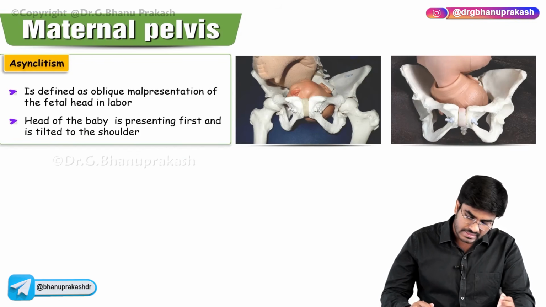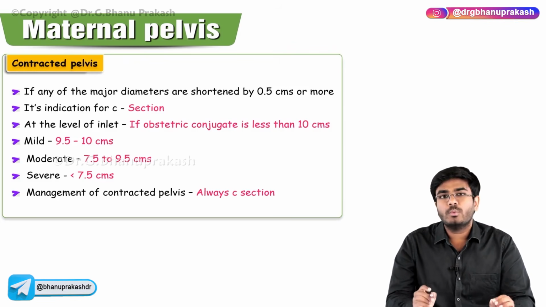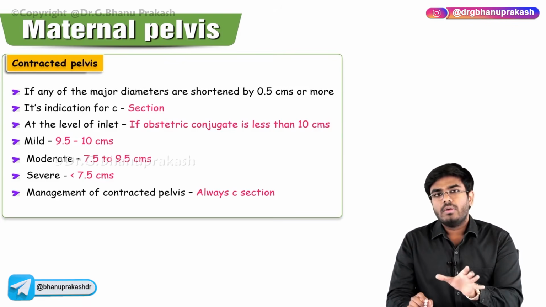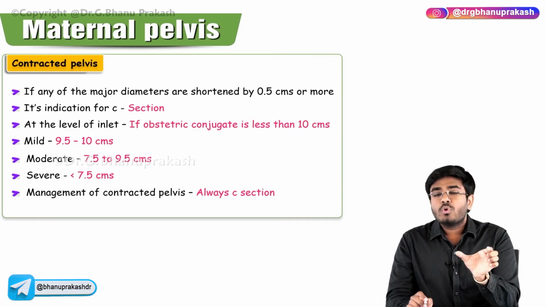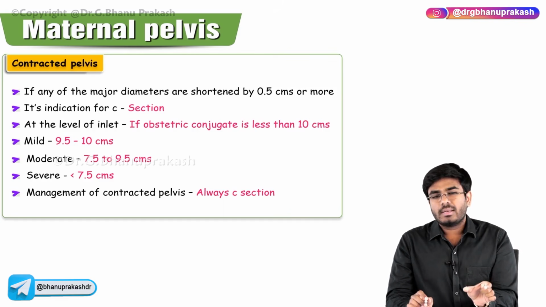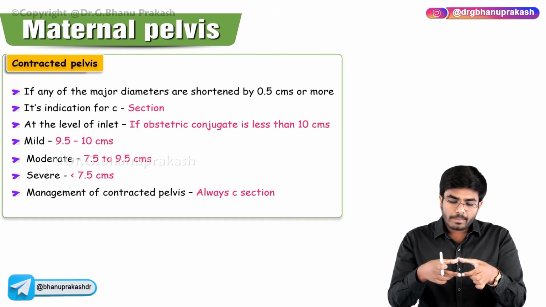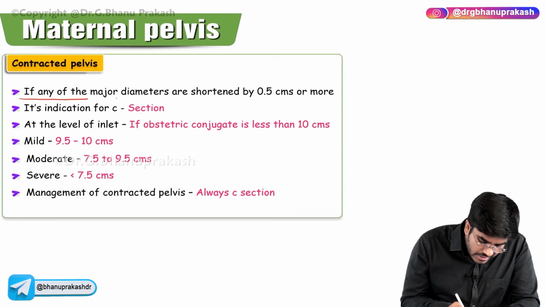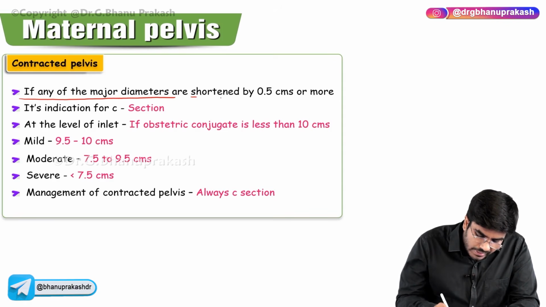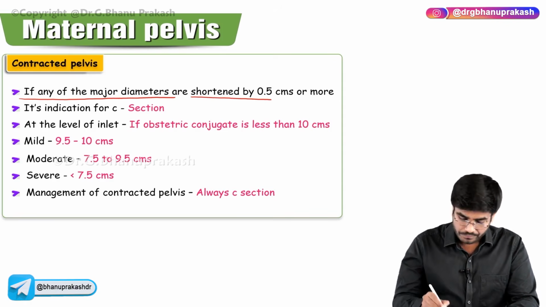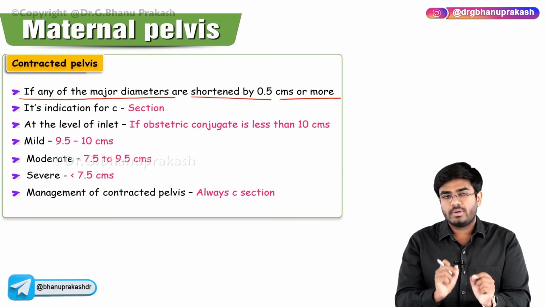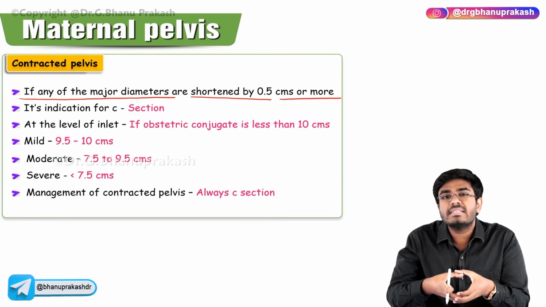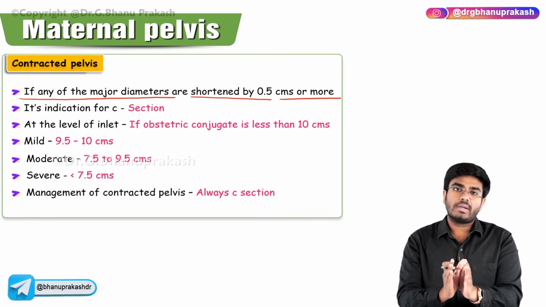Now, asynclitism is completed. Let's talk a few points about contracted pelvis. Guys, we have discussed so many diameters, right? Now, what if any of those diameters are lesser? If any of the major diameters are shortened by 0.5 centimeters or more, the diameters are getting narrower, which means the pelvis is getting narrower. That is a contracted pelvis.